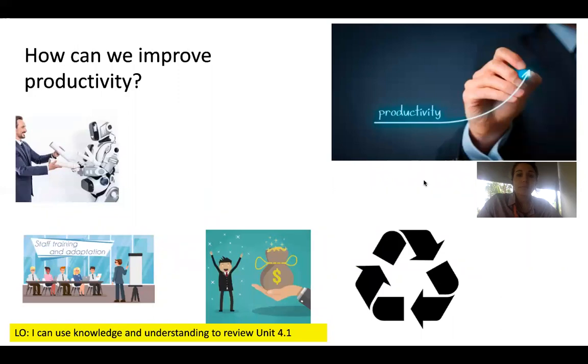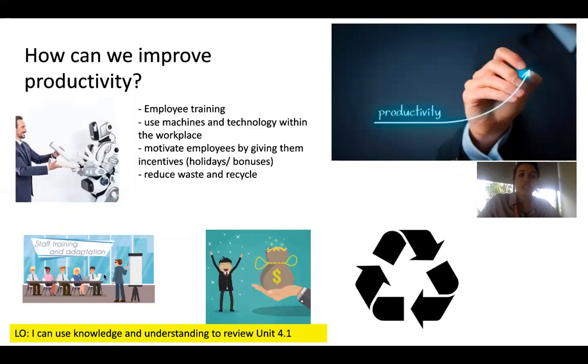So how can we improve productivity? Well, we can train our employees so that they are quicker at their jobs. You can use machines and technology within the workplace. You can motivate employees by giving them financial or non-financial bonuses, incentives, and you can reduce waste and recycle.